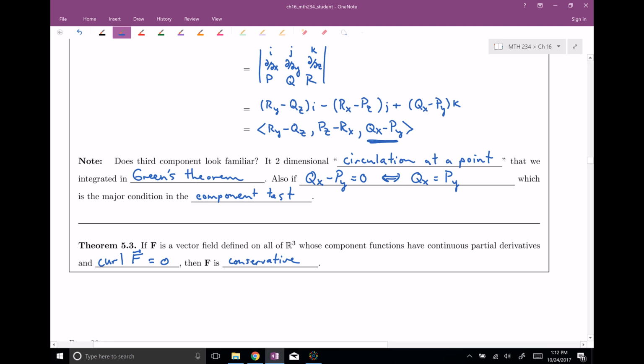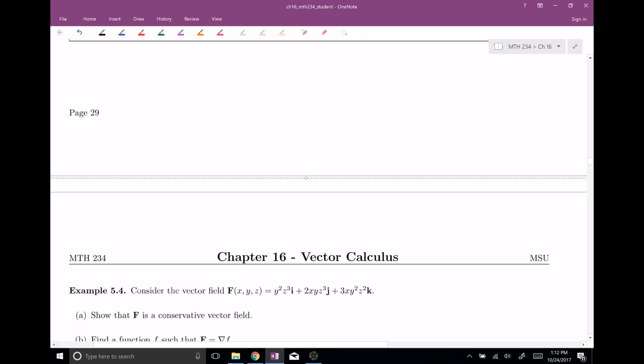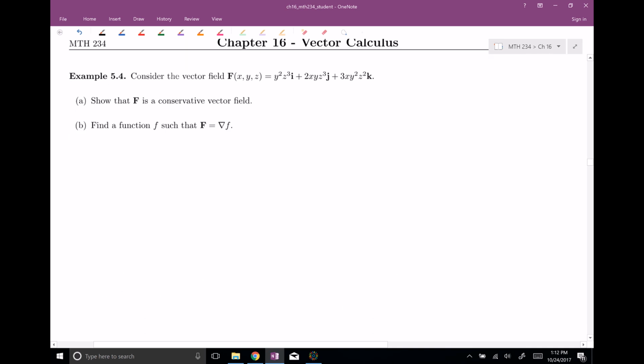All right, let's get some practice actually using this. Here's an example. Consider this vector field. Show that F is a conservative vector field, right? That it has a potential function. Okay, so we're going to compute the curl and show that the curl is equal to 0. So I'm going to compute curl of F. Remember, that's del cross F.